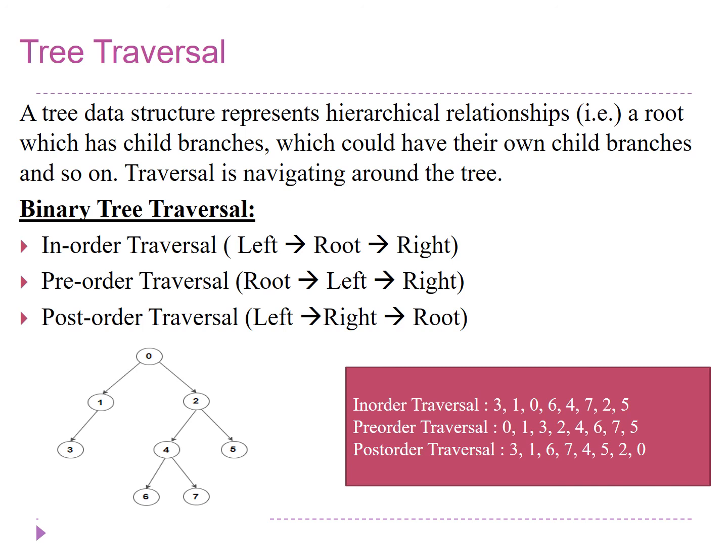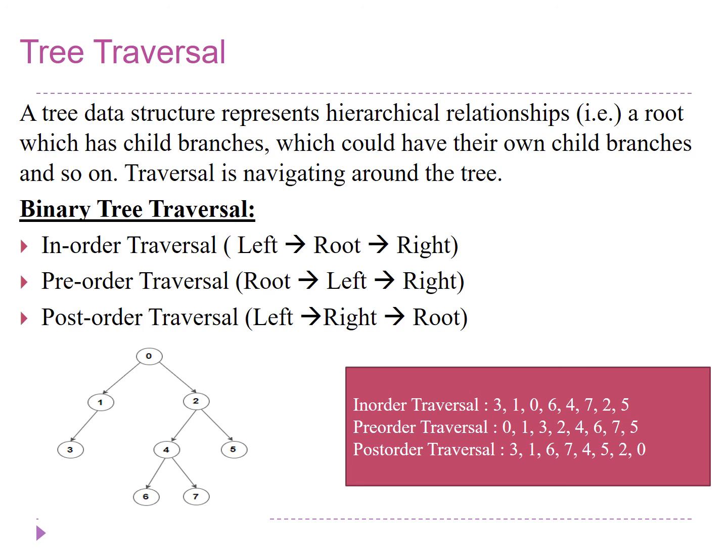There are three types of binary tree traversals. They are the in-order traversal, the pre-order traversal, and the post-order traversal. In the in-order traversal, the left node is processed before the root node and the right node. In the pre-order traversal, the root node is processed, followed by the left node and then the right node. In the post-order traversal, the left node is processed first, followed by the right node and then the root node.